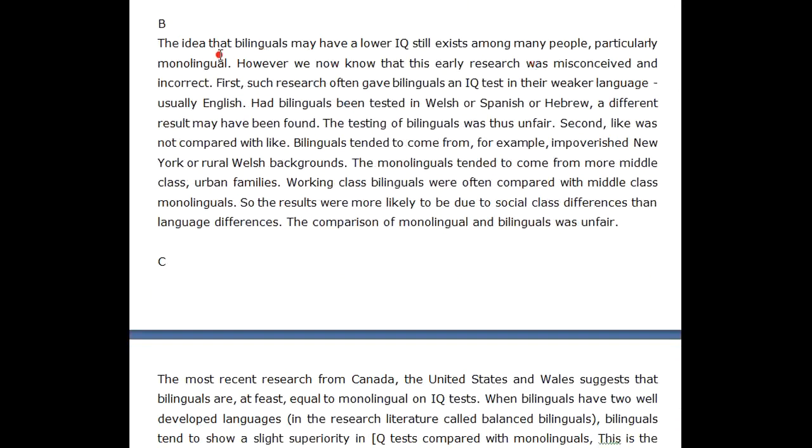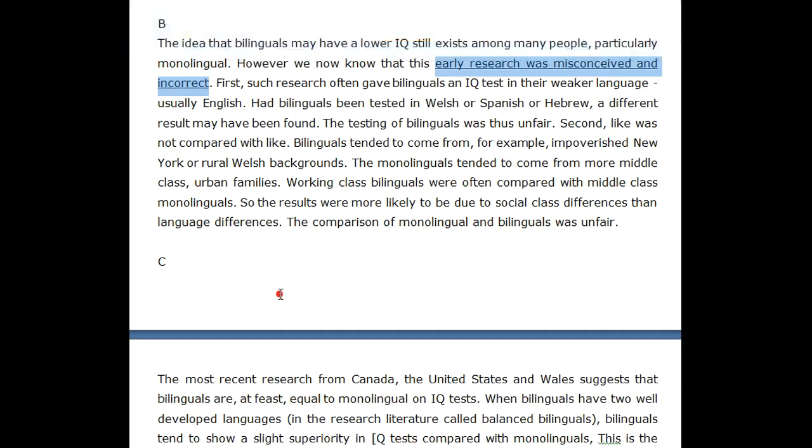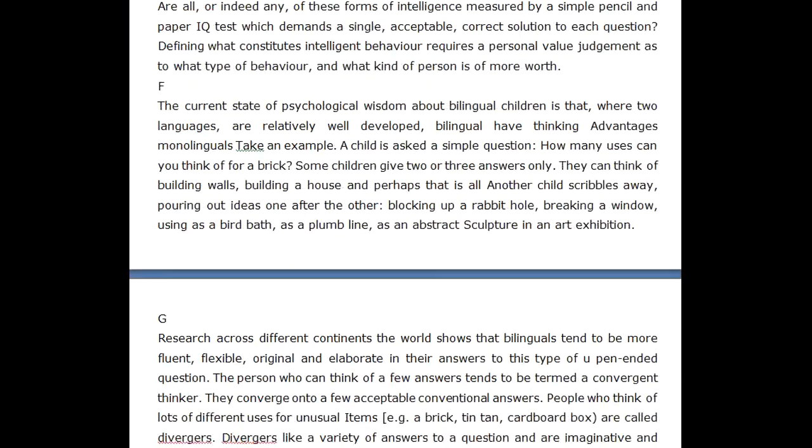The idea that bilinguals may have a lower IQ still exists among many people, particularly monolinguals. However, we now know that this early research was misconceived and incorrect. So what is he saying? That early research, perhaps it was the keyword, misconceived and incorrect. So I will underline it and I'll try to match it. So early research was misconceived and incorrect. Let's see if there is anything that we can match here.